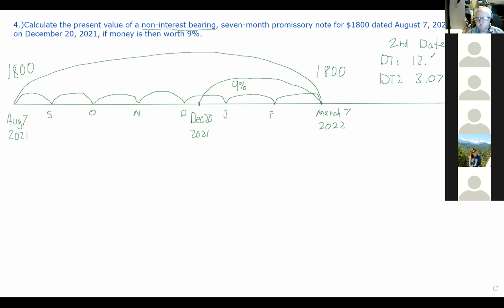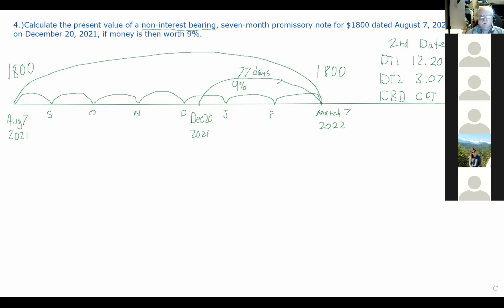This was December 20th. And then March the 7th, 2022, enter and down. And then you're looking at DBD, and you go compute. And people are telling us this is 77 days. That sounds good to me. 77 days.